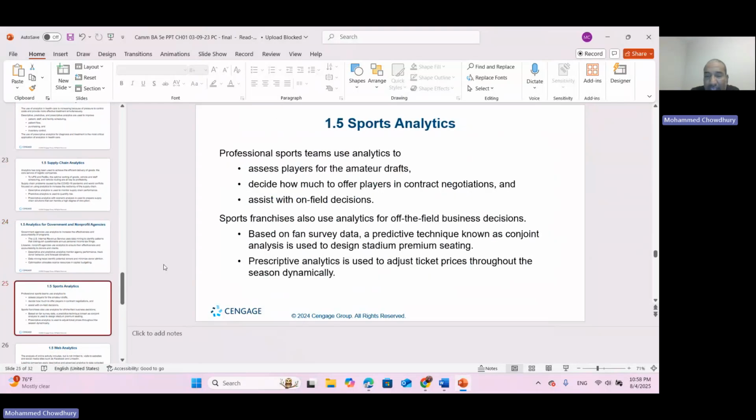Okay. Similarly, in sports analytics, descriptive, predictive, and prescriptive analytics could be used. For example, suppose a soccer player in the English Premier League is demanding a high salary. In order to decide on that salary, the management of the team analyzes his performance for the last year. He played 60 or 70 soccer games.